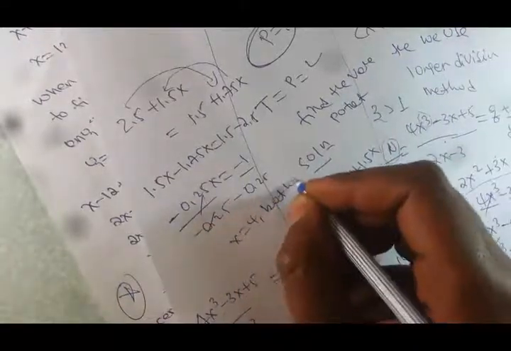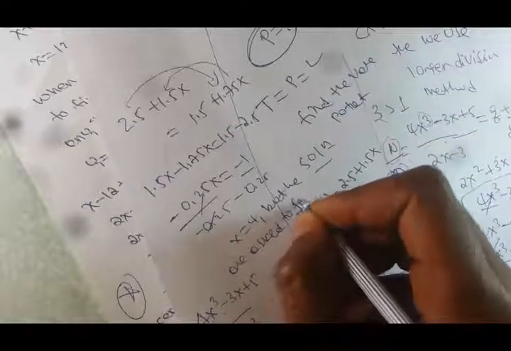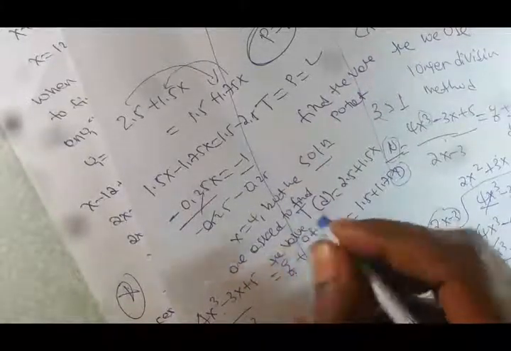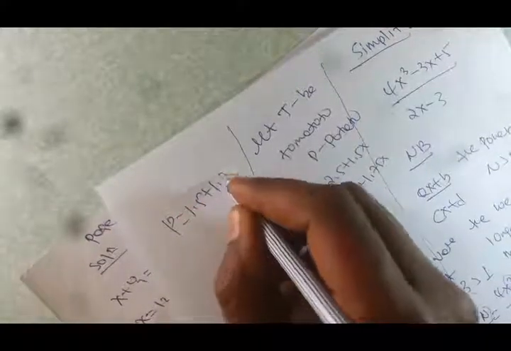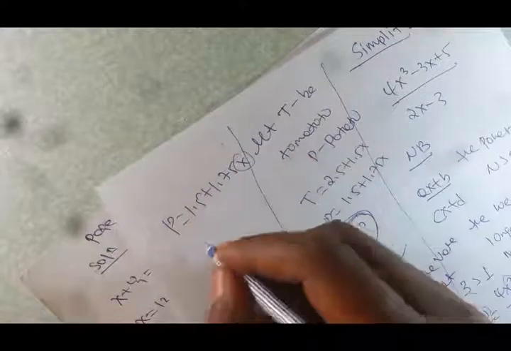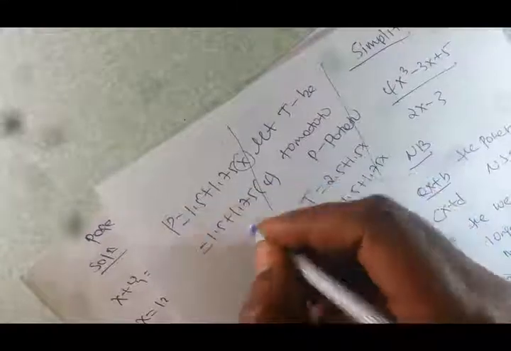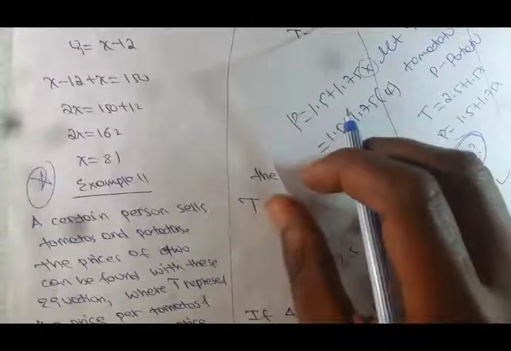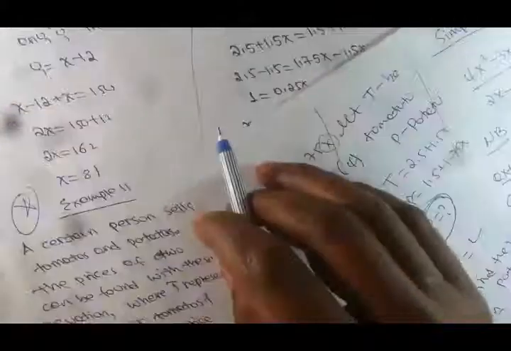But we are asked to find the value of P, and P is given by 1.5 plus 1.75 times x, and the value of x is already found to be 4. Sorry, I'm very sorry, we are asked what is the price of tomato, not potato. We are asked to find tomato.